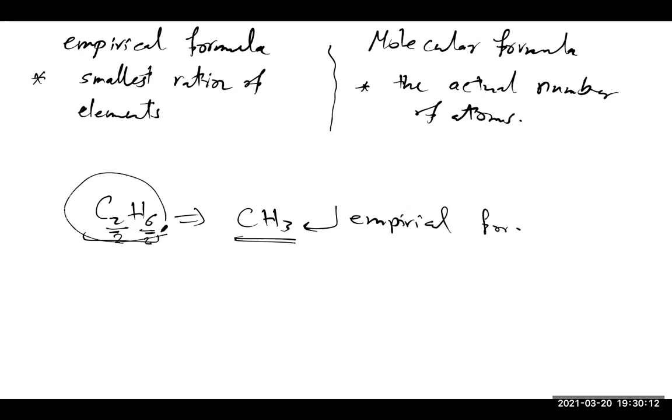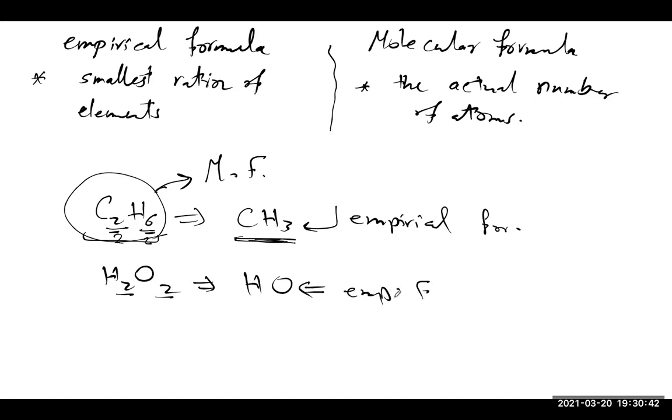Okay, so what about this one, which wasn't the simplest form? This one will be the molecular formula. So if it's not the simplest form, it will be the molecular formula. If it's the simplest form, it will be the empirical formula. We have H2O2 also. This one is not the simplest form, so it is not an empirical formula. To convert it to an empirical formula, we need to simplify, divide by 2, so it will be HO. So this will be considered an empirical formula, but H2O2 will be considered a molecular formula, okay?